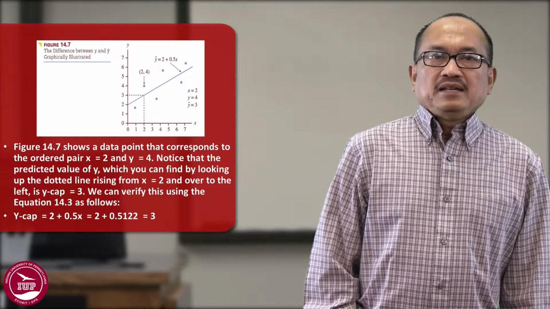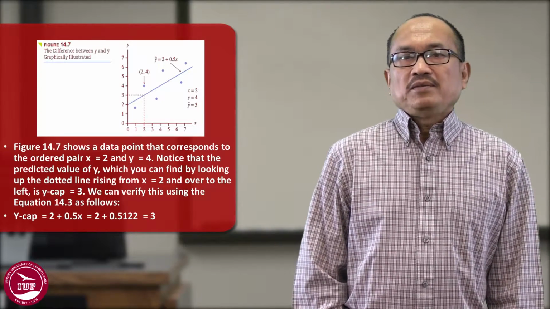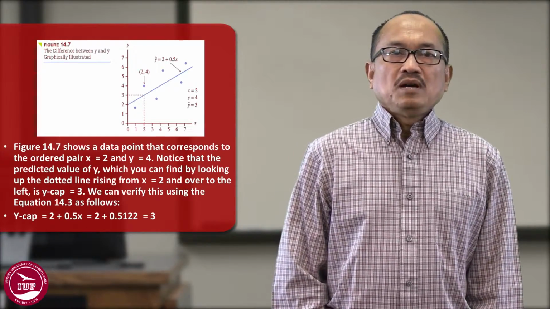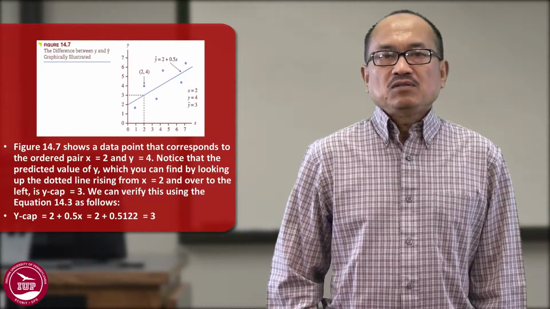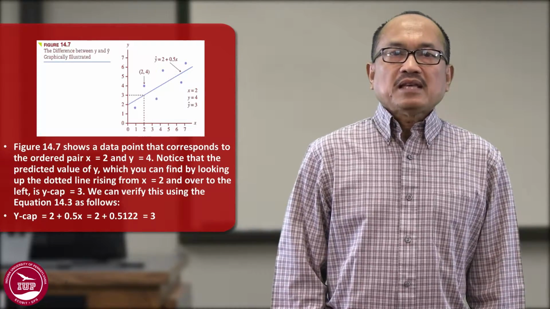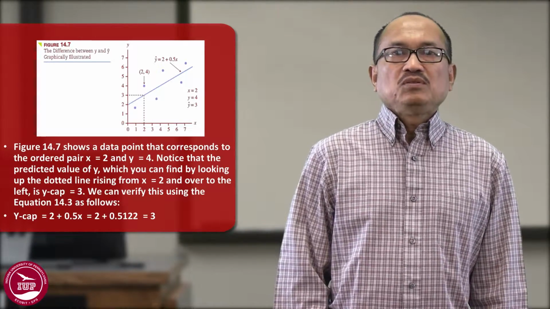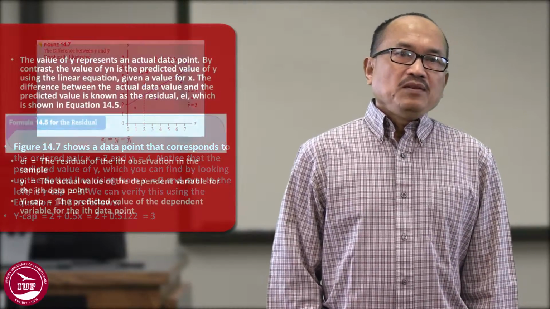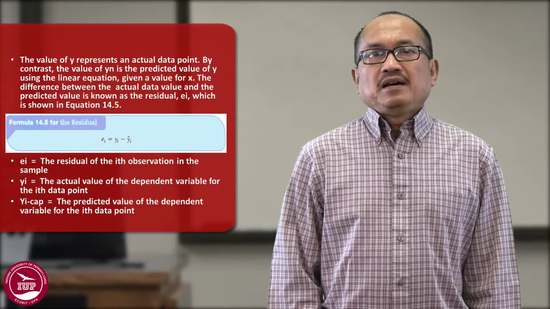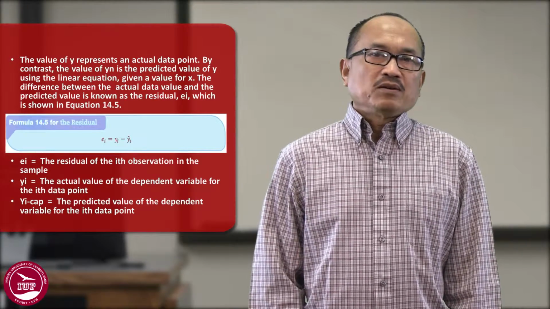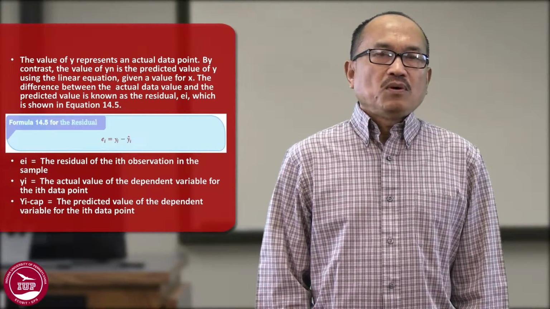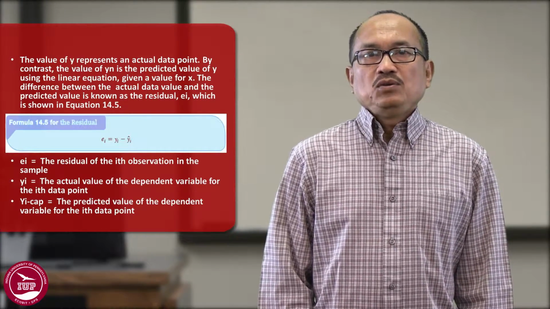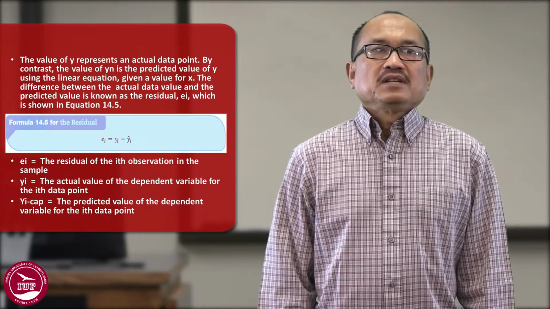We can verify this using equation 14.3 as follows. ŷ is equal to 2 plus 0.5 times x, equal to 2 plus 0.5 times 2, equal to 3. The value of y represents an actual data point. By contrast, the value of ŷ is the predicted value of y using the linear equation.